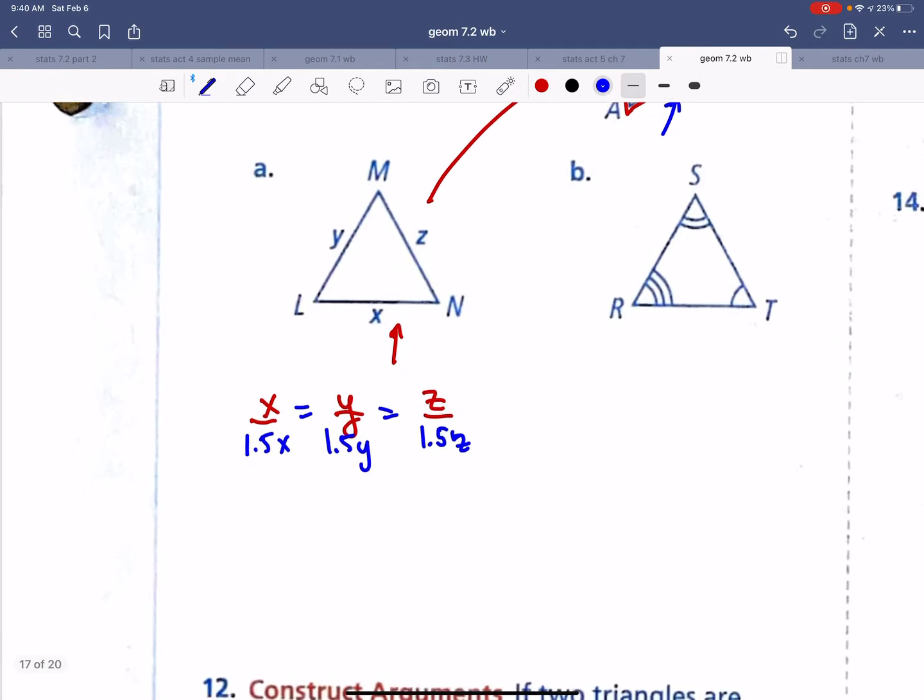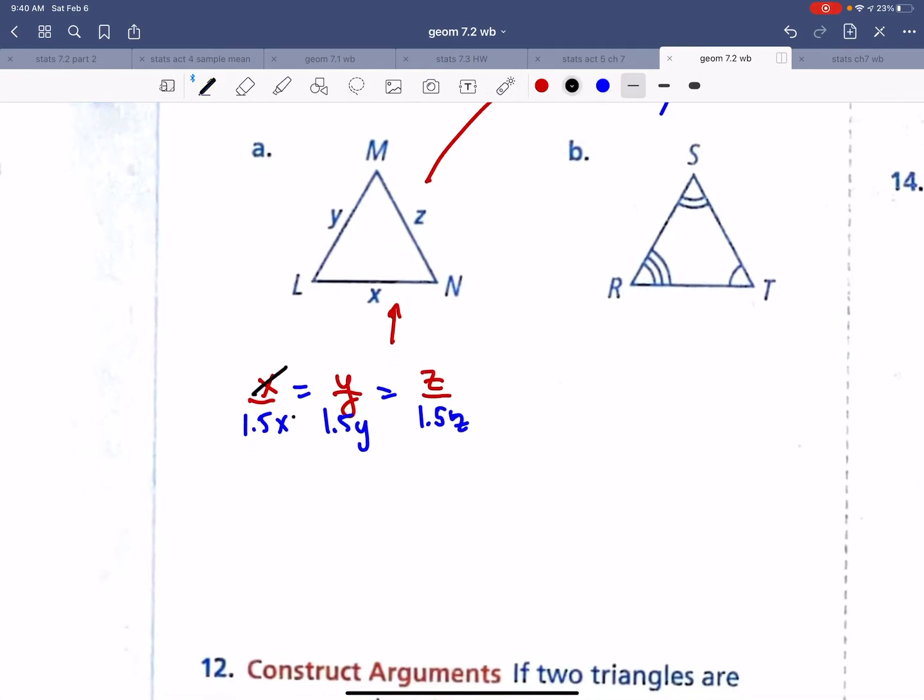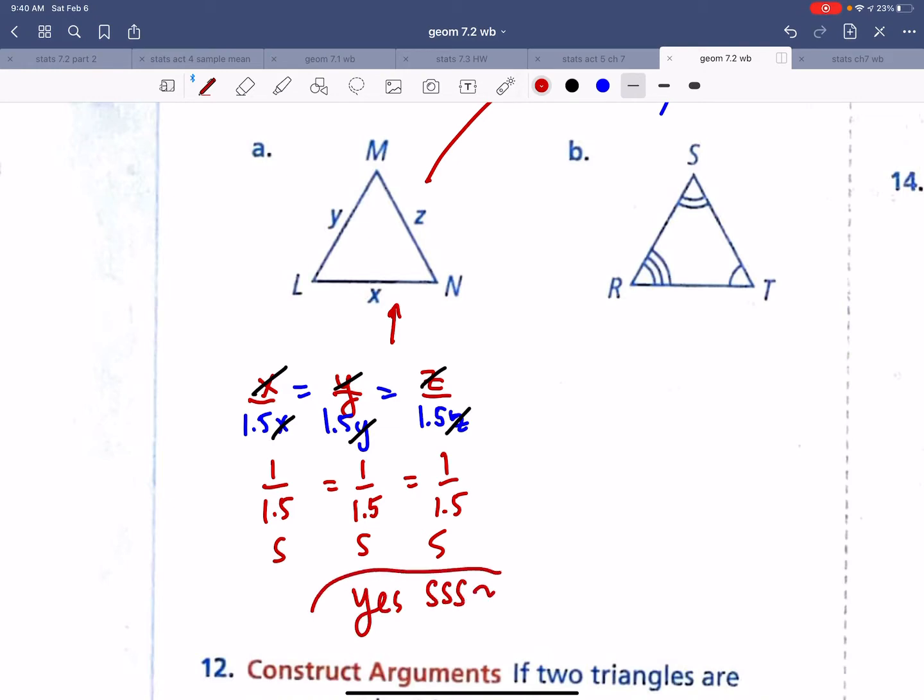Now, if they equal the same decimal, we will be good. So notice X divided by X is 1, Y divided by Y is 1. So we end up getting the same fraction. So this is going to have to be equal. Right? So that spells side, side, side. So yes, this is similar because of side, side, side similarity.